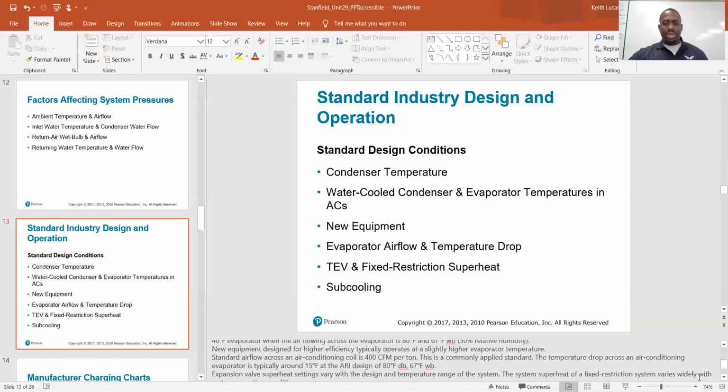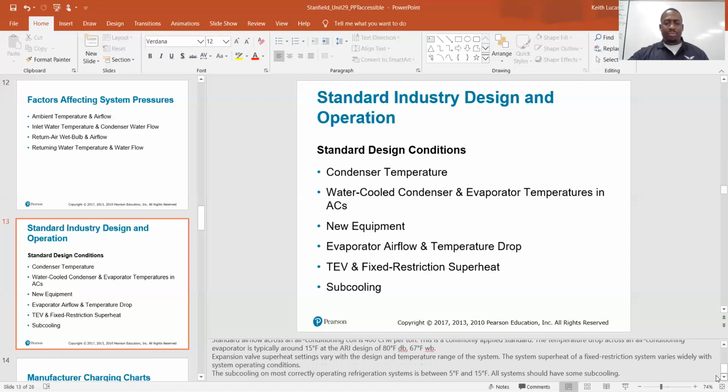Standard airflow across an air conditioning coil is 400 CFMs per ton. So that means on a 2-ton system, you need to be moving at least 800 CFMs of air. This is a commonly applied standard. The temperature drop across an air conditioning evaporator is typically around 15 degrees at the ARI design of 80 degrees Fahrenheit dry bulb, 67 degrees Fahrenheit wet bulb.